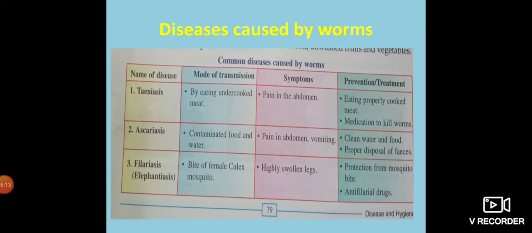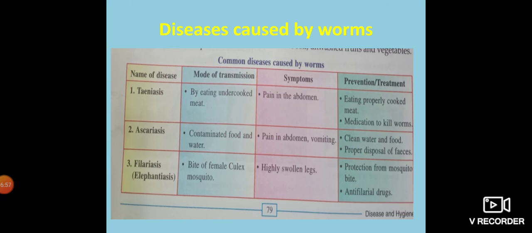This parasite lives in the intestine and absorbs digested food. The infection is caused by eating improperly cooked meat. Through improperly cooked meat, the eggs of the tapeworm enter into our body. So the transmission of Teniasis is by eating undercooked meat. The symptom is pain in the abdomen, and prevention is eating properly cooked meat.